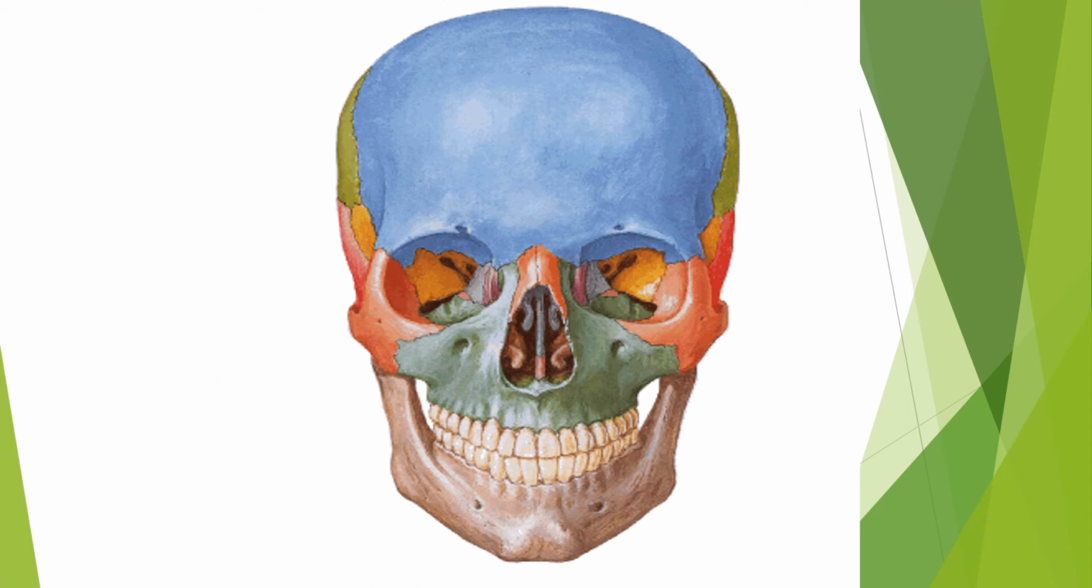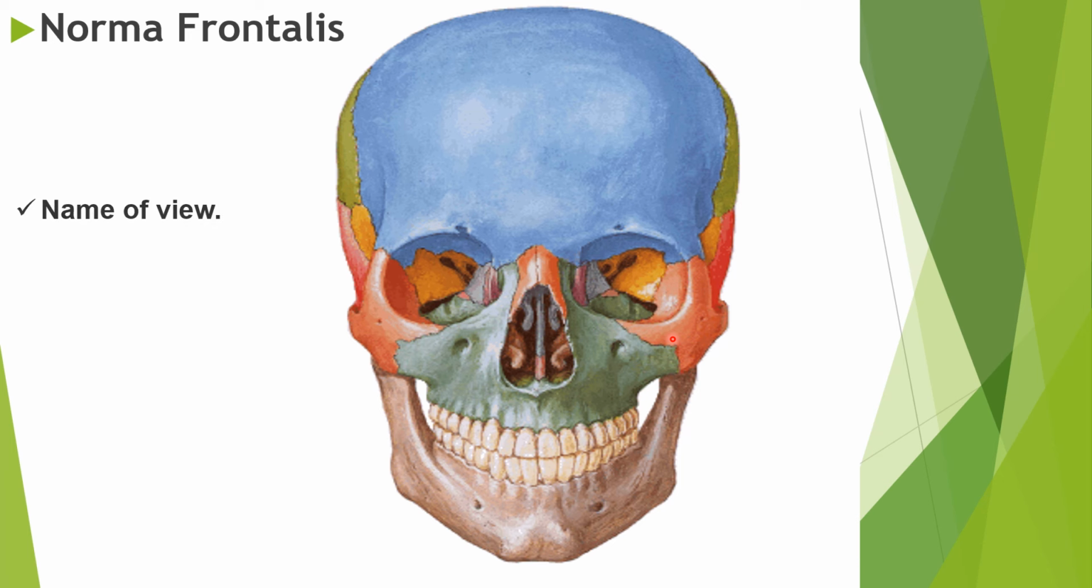What is this view? This is norma frontalis. You are facing the skull from the anterior, from in front. This is the name of the view, norma frontalis, because I see the skull from in front. And these are the bones found in this view. You can memorize them. What is this?